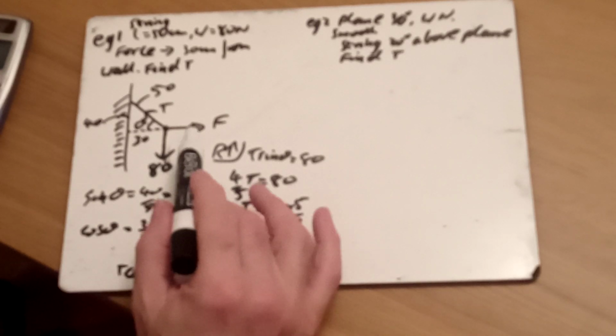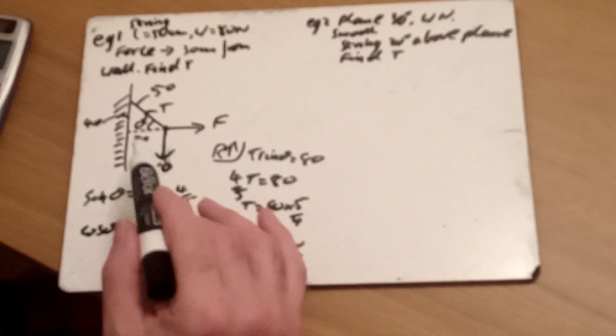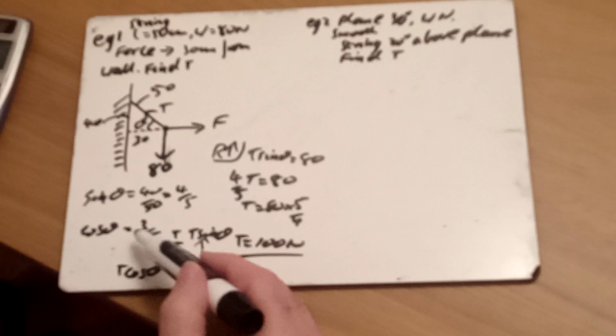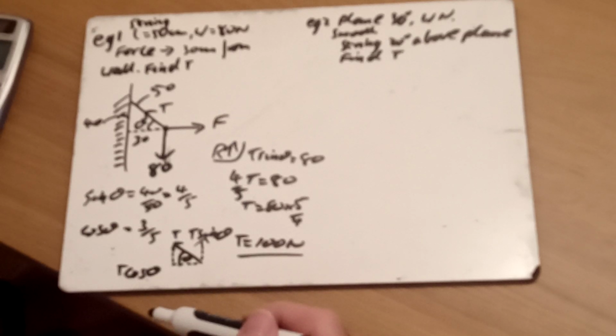If I needed to find F now, I could resolve horizontally. I could find F, which would equal T cos theta, which will be 3/5 of 100, would be 60 newtons.